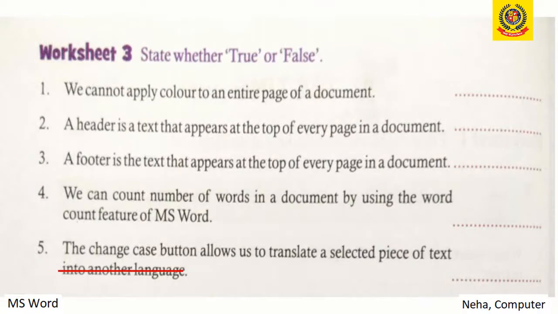Worksheet 3, we cannot apply color to an entire page of a document. It is false. We can apply color to an entire page of a document. Second, a header is a text that appears at the top of every page in a document. It is true. Third, a footer is the text that appears at the top of every page in a document. It is false. It appears at the bottom of every page in a document.